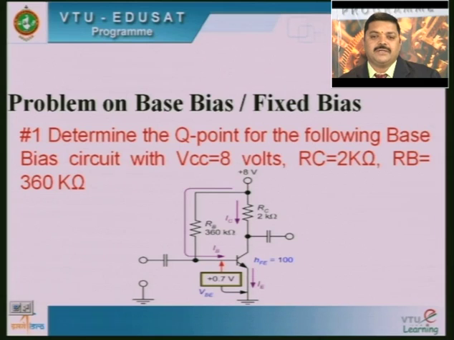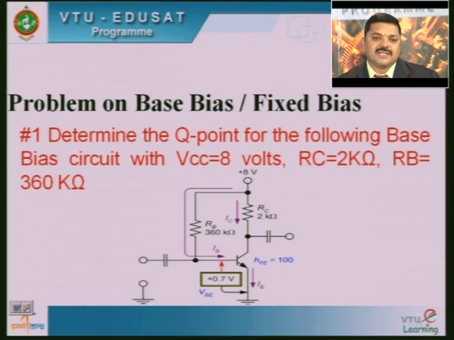So, as I told you, RB will usually be a very large value. A very large fixed value is used to maintain a very small, constant base current IB. Therefore, we get constant IC and we achieve a constant operating point which is fixed at the center of the active region. And here they have given VBE is equal to plus 0.7 volts.